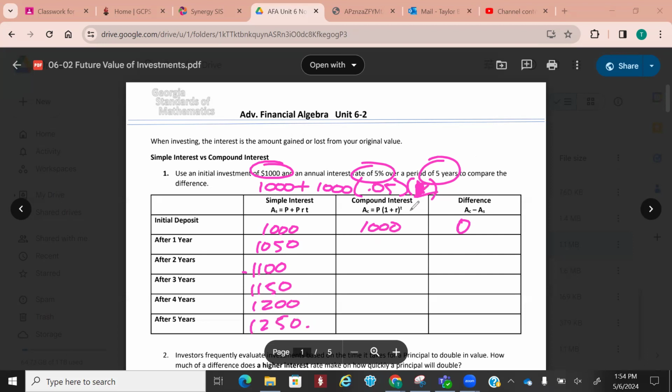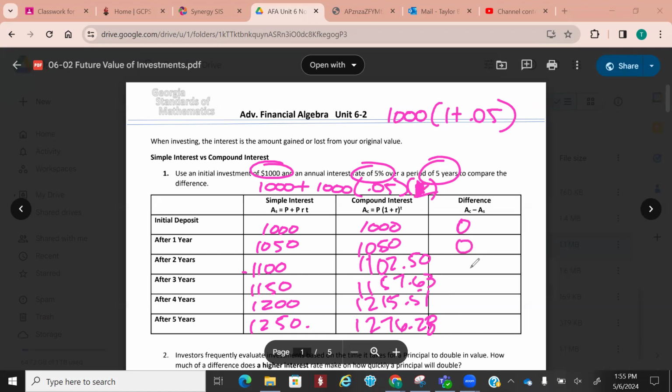On this one, when you plug in, you're going to get 1,000 times 1 plus 0.05, and we're going to raise it to the first power, the second power, the third power, the fourth power, the fifth power. When you do all of that, you're going to get 1,050, then 1,102.50, and then 1,157.63, and then 1,215.51, and then 1,276.28.